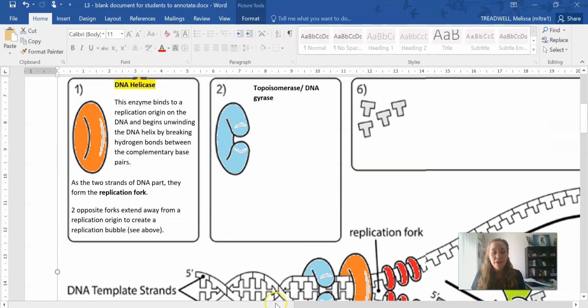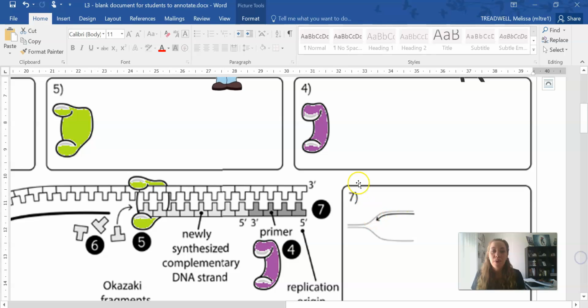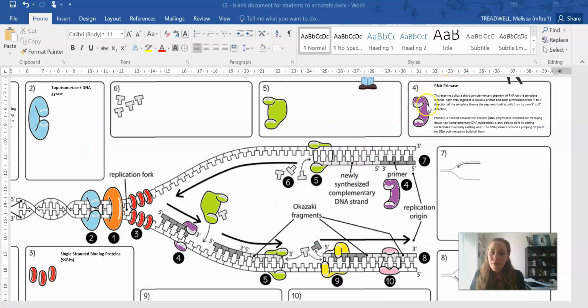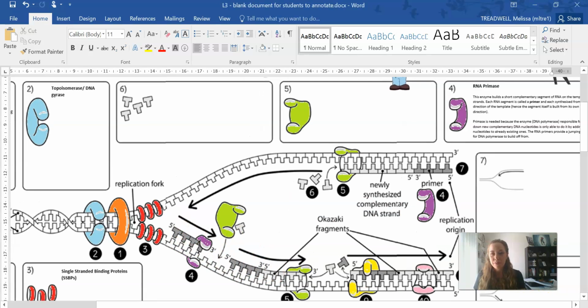And now we're going to head over to the other side of the page, where we're going to look at this guy here, which is RNA primase. Okay, so we're looking at RNA primase now, which is this purple molecule. And you can see it's not only here, but it's also located here. What this RNA primase does is build a primer. You can see the primer is represented by this gray, and on this strand we only have the one primer, but on this strand we have multiple primers, and we're going to look at why that is the case as well.